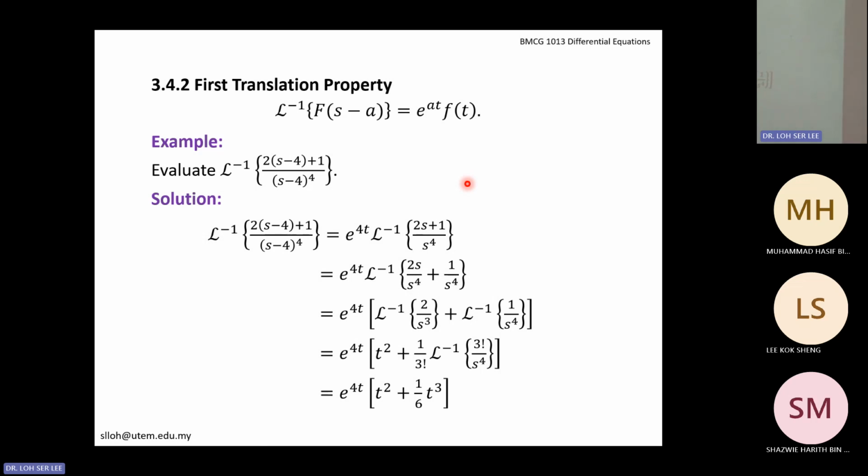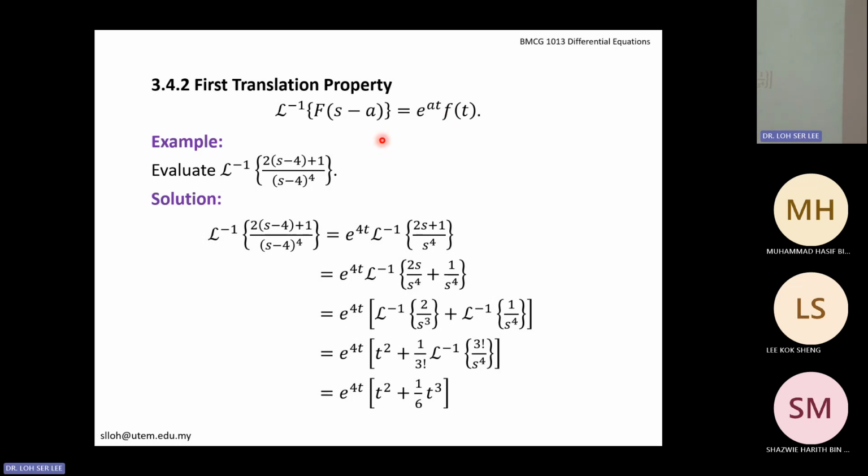In the last class, you have learned how to do the inverse Laplace for the basic ones, and we applied the linearity property. So today we will look at another property, which is the first translation property. This property is very important because normally you will use this when we are solving a differential equation by using Laplace transform.